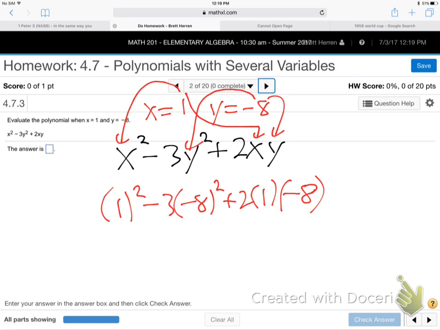So 1 squared is 1 minus 3 times 64. What's that, 181? 192, I think. Is that good so far? So what's happening there? Just use your calculator.